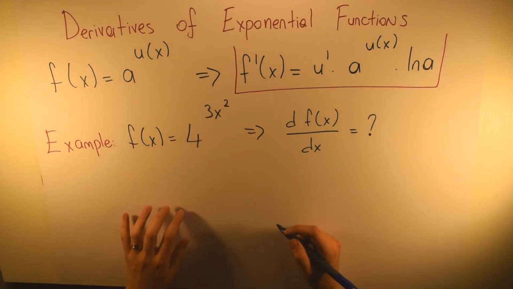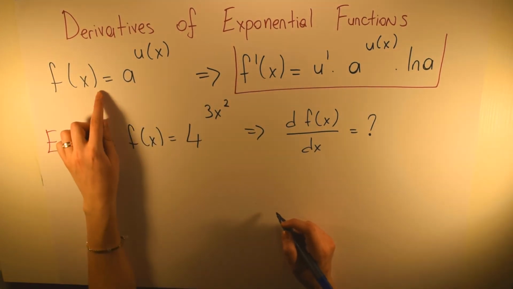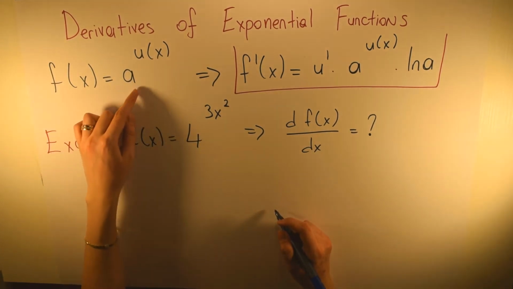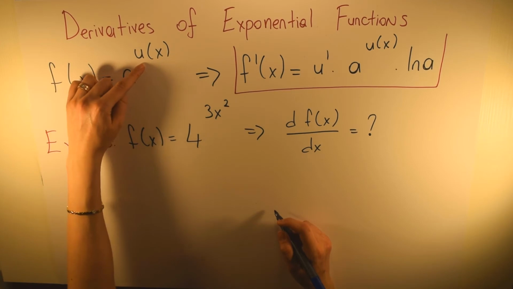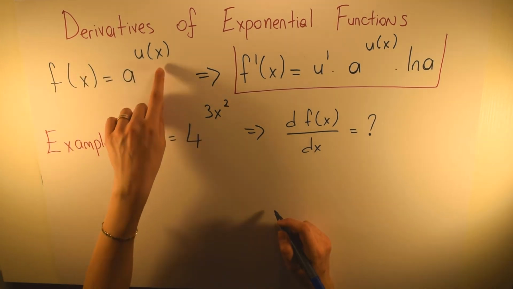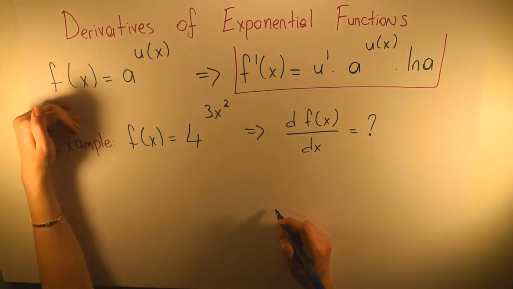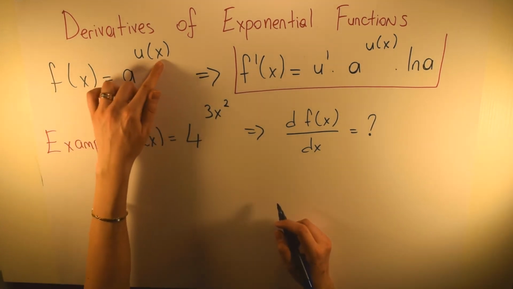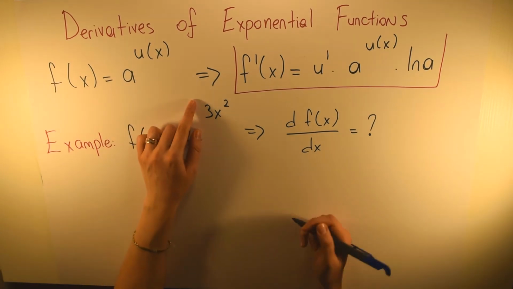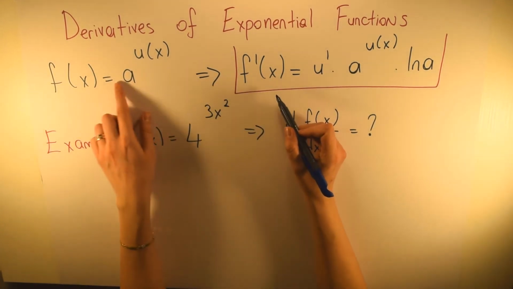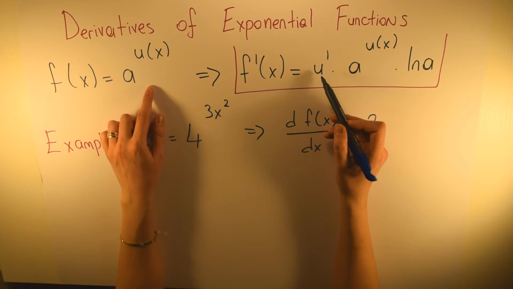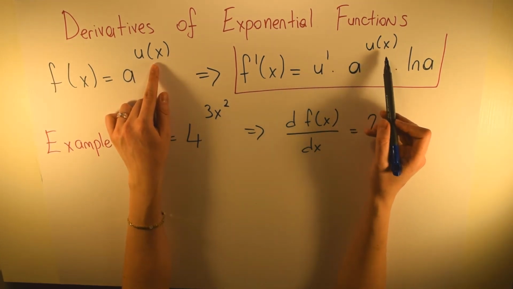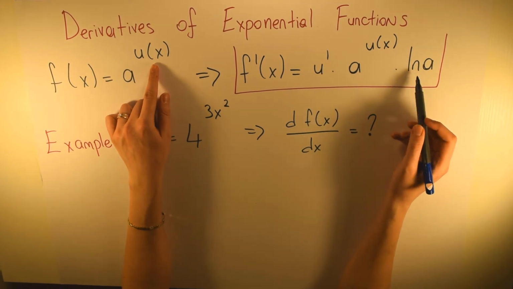Derivatives of exponential functions. Here we have f of x is equal to a to the power of u of x. As you can see, this function is given as an exponent of a constant. That function is called an exponential function. There is no function on the base, so the function is here as an exponent. How do we take its derivative? The derivative of this function is equal to the derivative of u, which is this function, times a to the power of u of x times ln a.